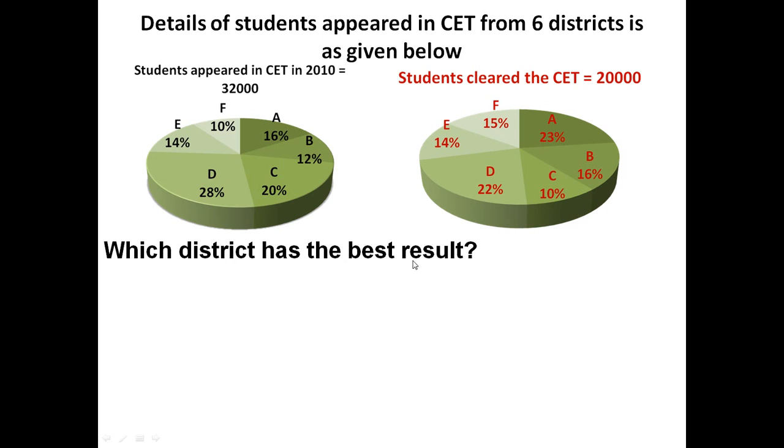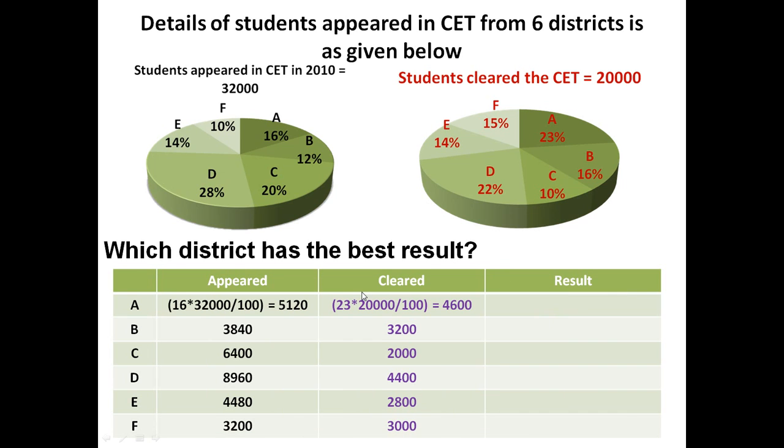Which district has the best result? So there are 6 districts, the number of students appeared from the 6 districts, and the number of students cleared the examination in percentage from the 6 districts is given, and which district has the best result. To answer this question, let us prepare a table.